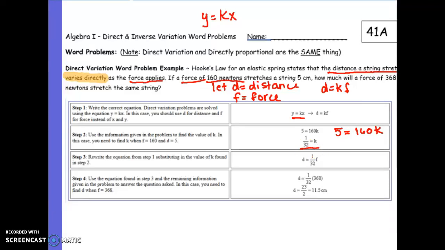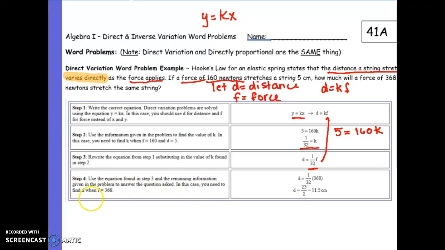Once you get your constant of proportionality, in step 3 you rewrite the equation from step 1. So instead of d is equal to k times F, we're going to rewrite that as d is equal to 1/32 times F. Then we use the equation found in step 3 and the remaining information given in the problem to answer the question asked.